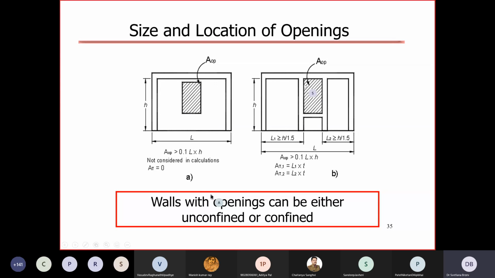Yes, but unless you provide reinforcement that is required for tie columns, it would not be considered as confined just because one bar is provided on each side. That is not considered as confinement in the sense of confined masonry.